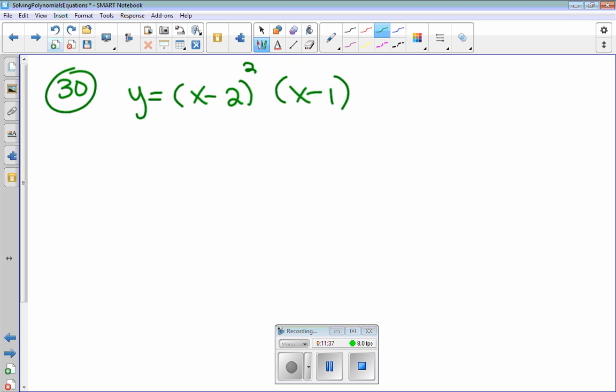All right. So if x minus 2 is a factor, then 2 is a root. If x minus 1 is a factor, 1 is a root. So those are the 2 roots, but this one has a multiplicity of 2, or we can say it's a double root because of the square. That's all I mean. That's all you have to say.